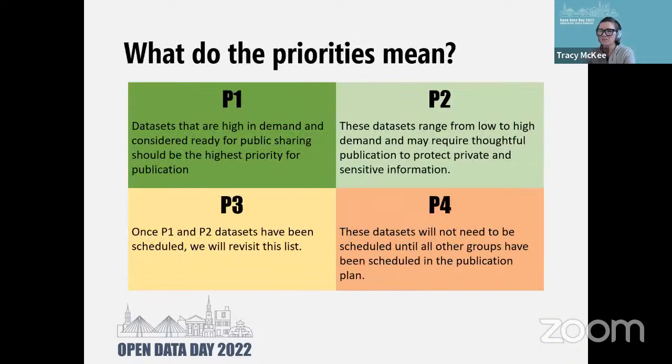And then, of course, what do these priorities mean? So we have these categories from P1 to P4. Right now, we're really focused on anything that's in that P1 category, meaning it's probably already ready for public consumption, doesn't contain sensitive or protected information, and it's something that we get FOIA requests for a lot. And so those are going to be our highest priorities to put out first.